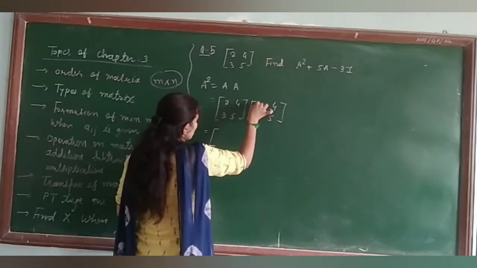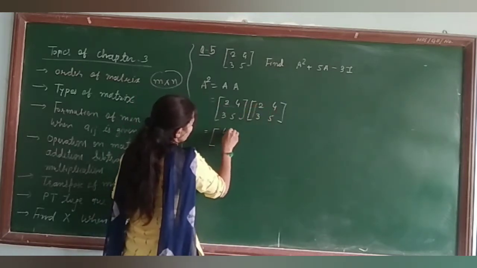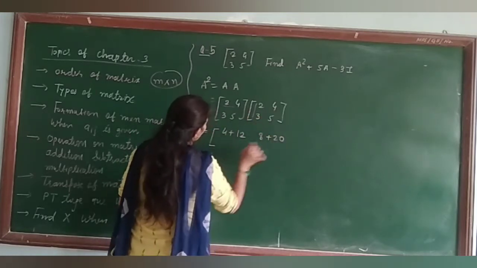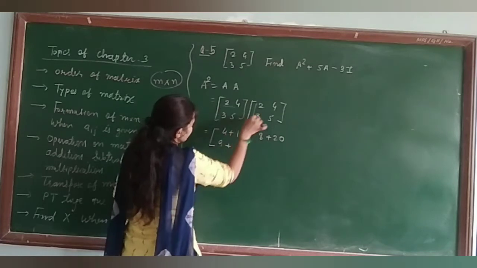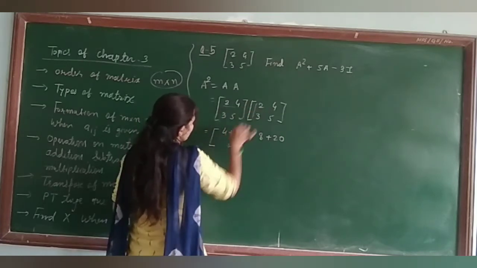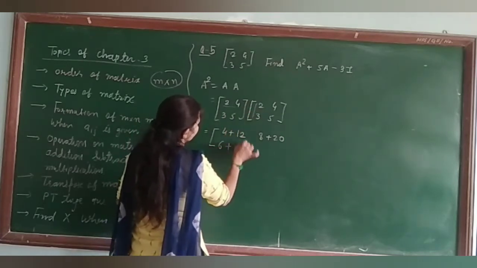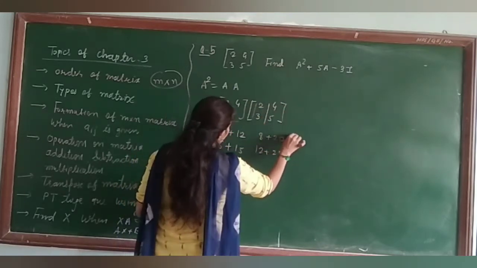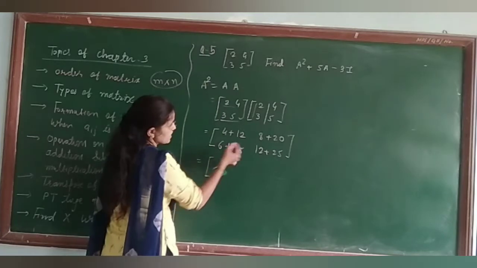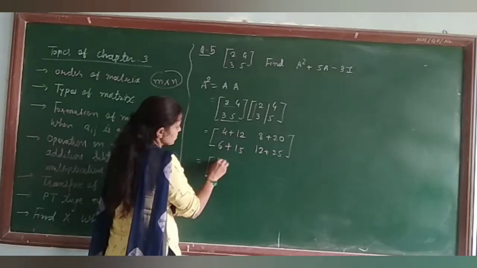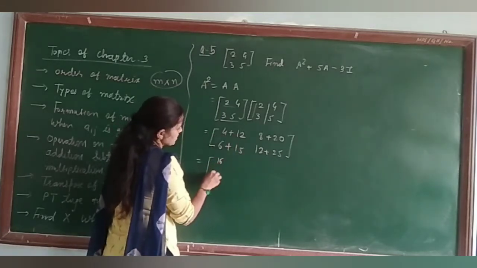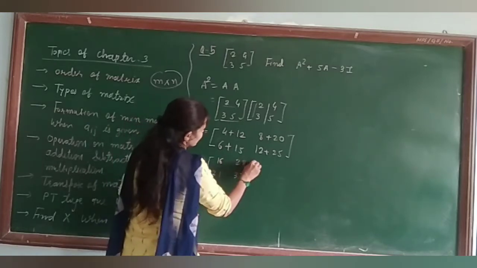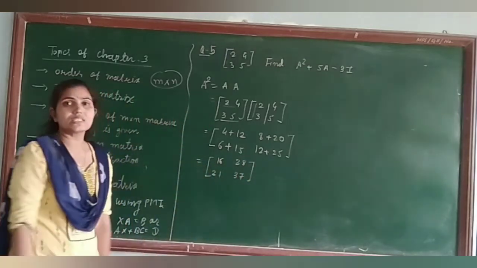So this is first row, first column: 2 2s are 4 and 4 3s are 12, 4 2s are 8, 5 4s are 20, 3 3s are 9, 3 2s are 6 and 5 3s are 15, then 3 4s are 12 and 5 5s are 25. So now this is the multiplication. We have 12 plus 4, 16; 15 plus 6, 21; 28 and 37. So this is what you have for A square.